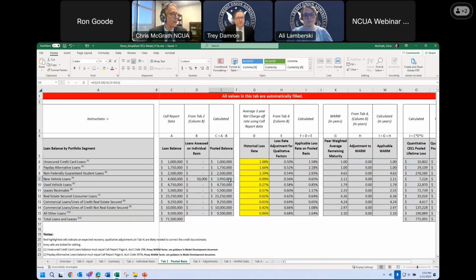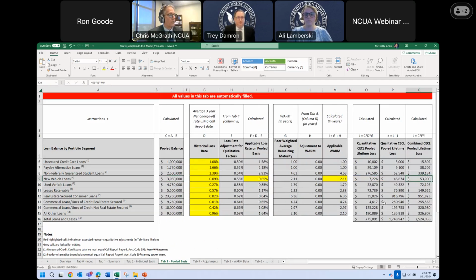And to this, like I talked about before, we're taking that balance, multiplying it by our loss rate, and then multiplying it by the life of loan. The average life of a new car loan is roughly 2 years. People pay off their loans early. And that gives us, on this whole loan portfolio of 3.9 million, an estimated credit loss of 53,900.